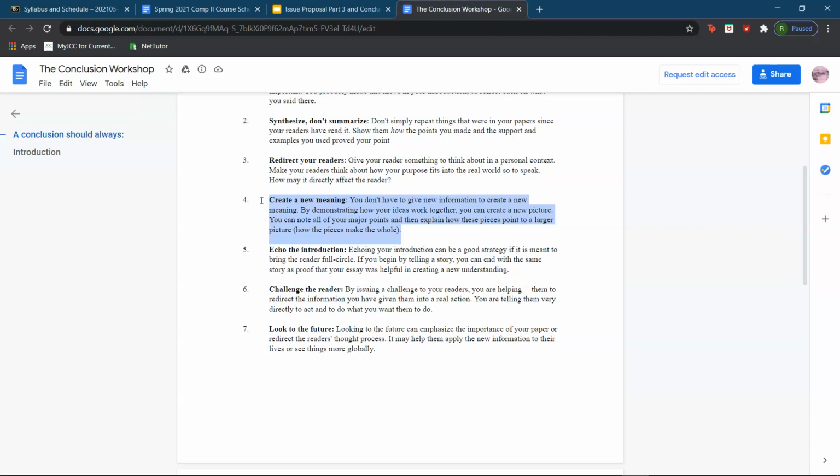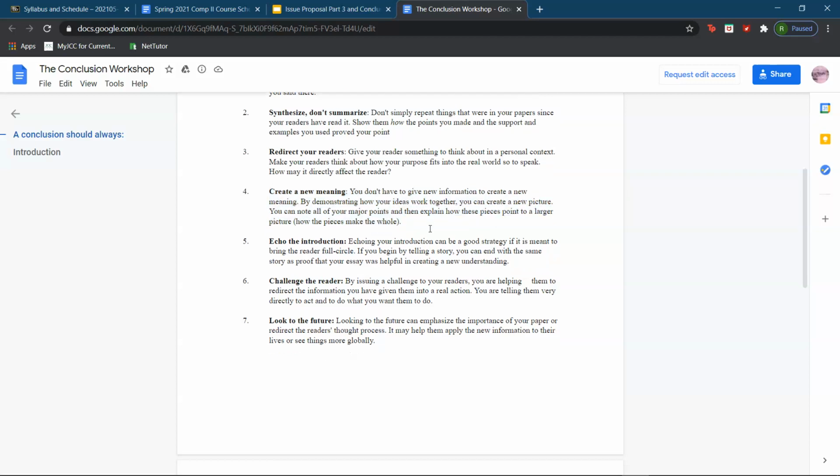You don't have to give new information to create a new meaning. By demonstrating how your ideas work together, especially connecting those main ideas from your body paragraphs, you can create a new picture. You can gather all of your major points and then explain how these pieces point to a larger picture, how the pieces make the whole.